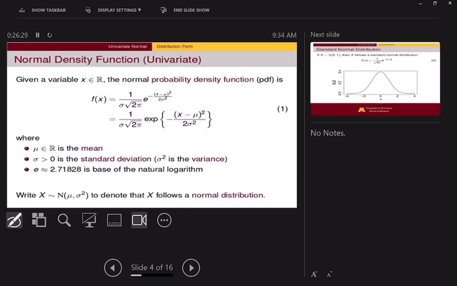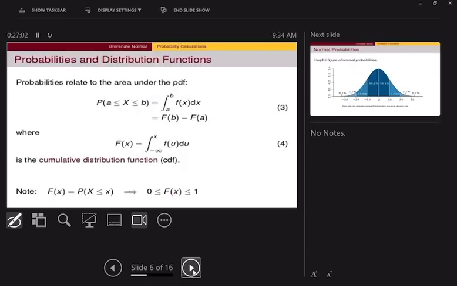Now, there are so many benefits of the normal distribution. Let me also tell you this. Most of the hypothesis testing in statistics relies on the assumptions of normality. I'm going to say that again. Most of the hypothesis testing in statistics relies on the assumptions of normality. So you can see the significance of the normal distribution.